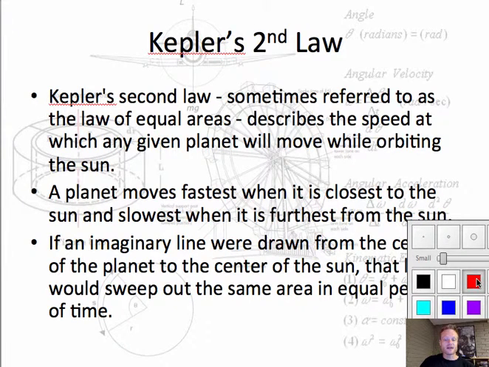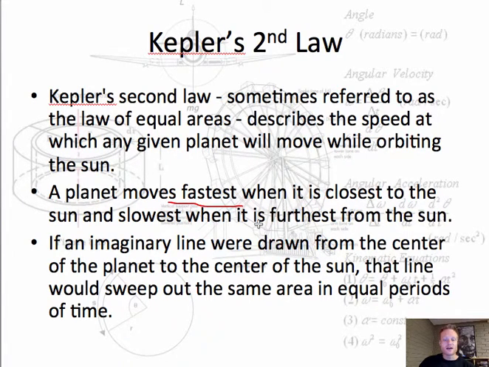It says that a planet moves fastest when it's closest to the sun and slowest when it's furthest from the sun. So it turns out that Earth is closest to the sun in January, and so it'd be moving the fastest then, and it is furthest from the sun in July, and so it'd be moving the slowest at that point in time. If an imaginary line were drawn from the sun to the Earth, as that line sweeps out through space, the amount of area is equal.